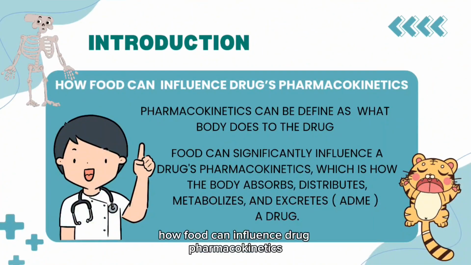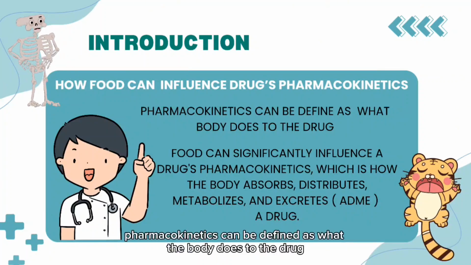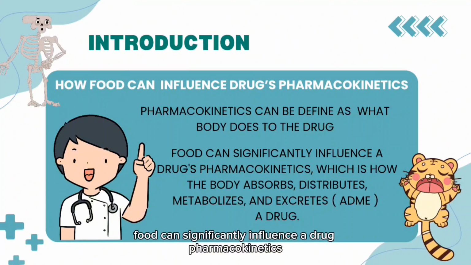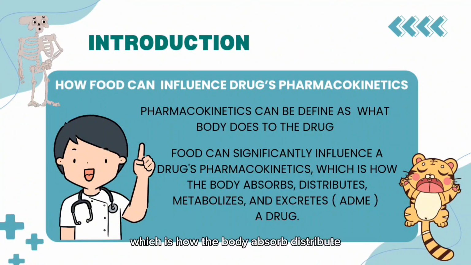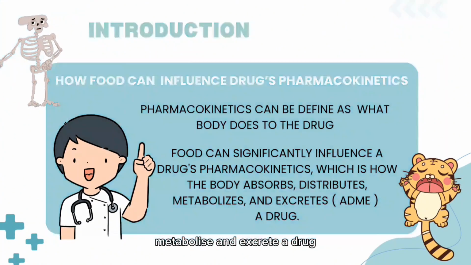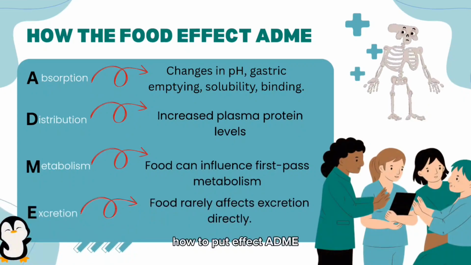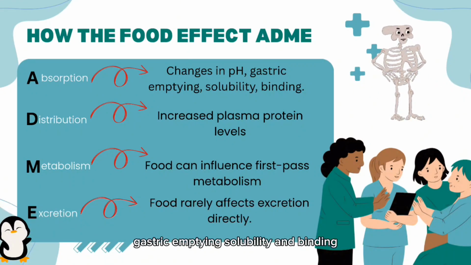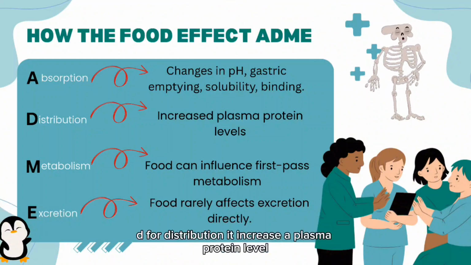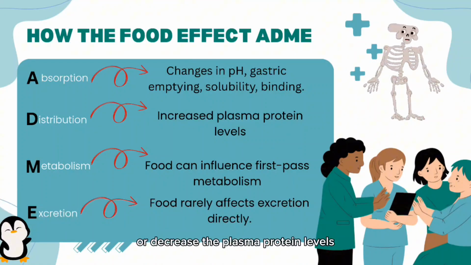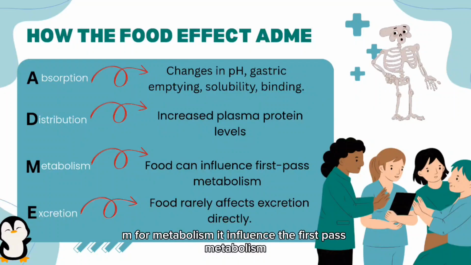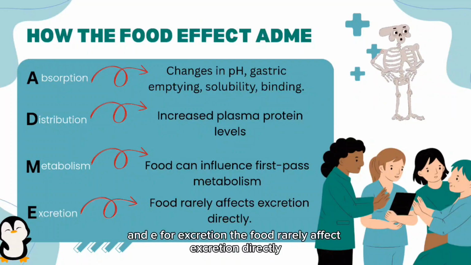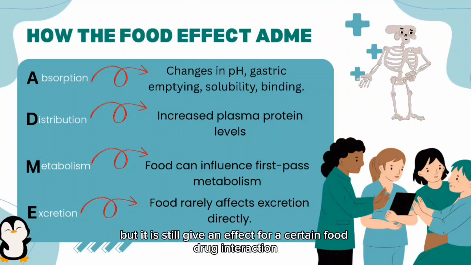How can food influence drug pharmacokinetics? Pharmacokinetics can be defined as what the body does to the drug. Food can significantly influence a drug's pharmacokinetics, which is how the body absorbs, distributes, metabolizes, and excretes a drug. How does food affect ADME? A for absorption: change in pH, gastric emptying, solubility, and binding. D for distribution: it increases or decreases the plasma protein levels. M for metabolism: it influences the first pass metabolism. And E for excretion: food rarely affects excretion directly, but it still gives an effect for certain food-drug interactions.